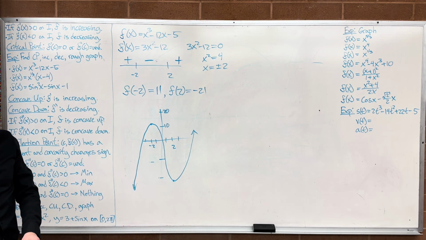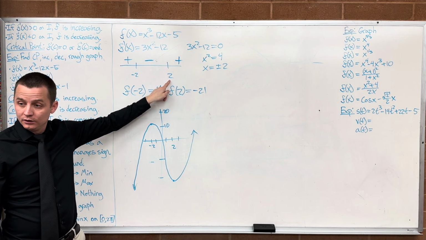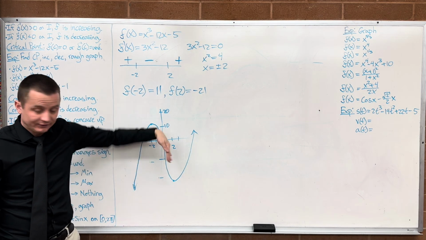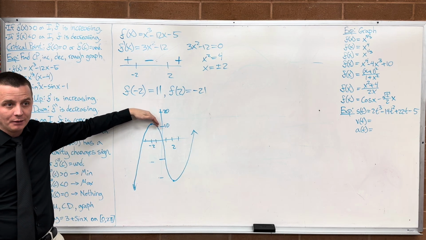Right now, she's done up. Because it's increasing again after 2. Oh, right. Okay. So 2 here is a local min. It's at the bottom of some hill. Negative 2 here is at a local max. It's at the top of some hill.